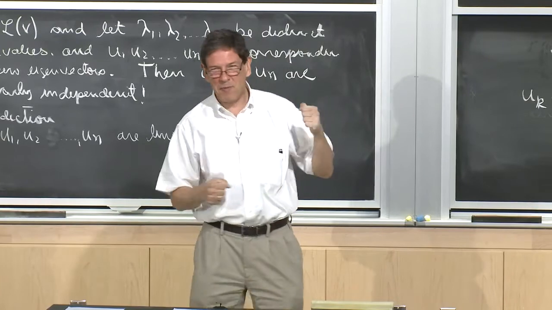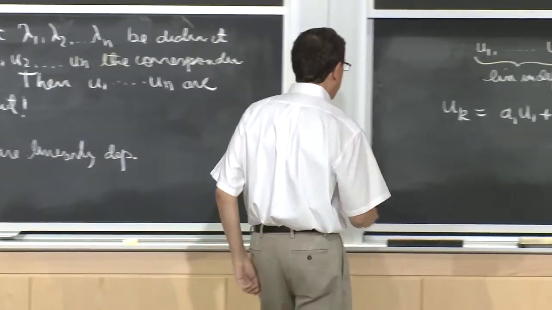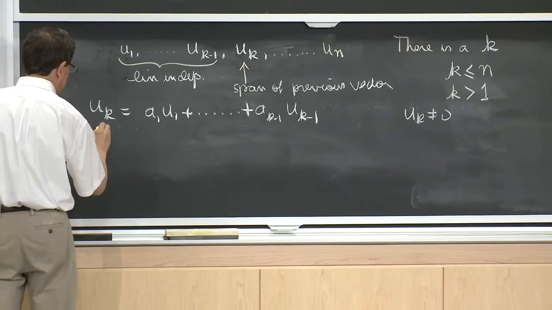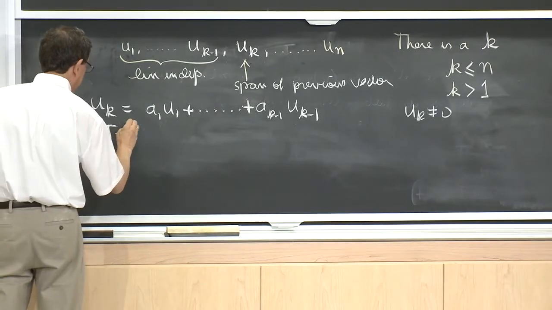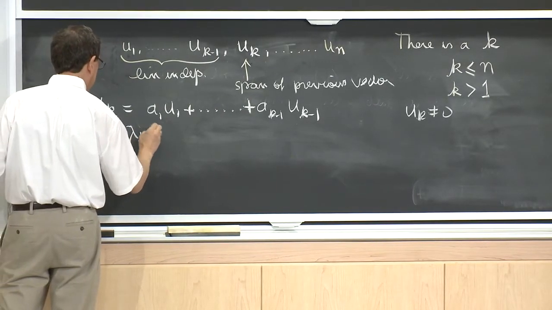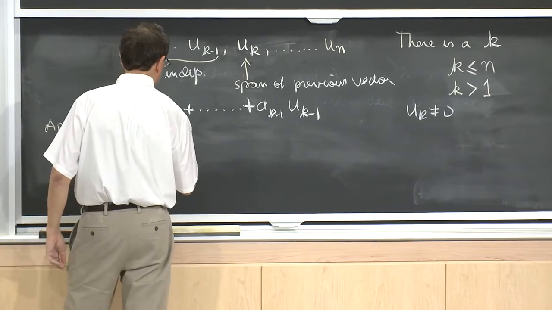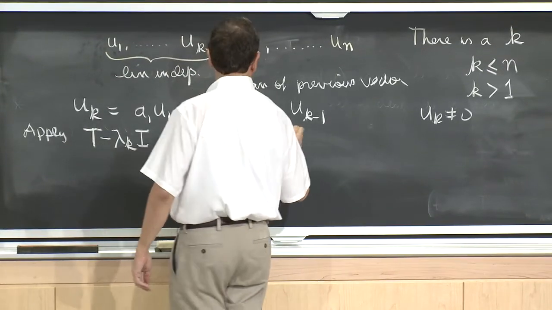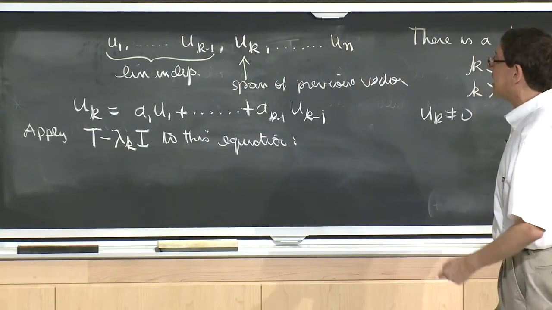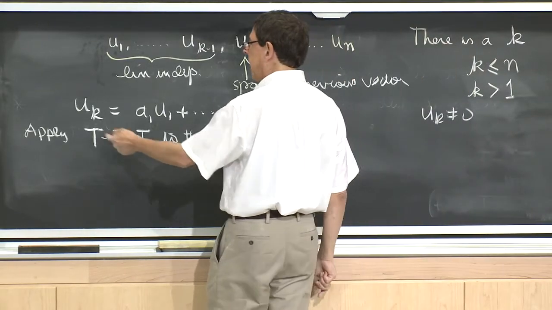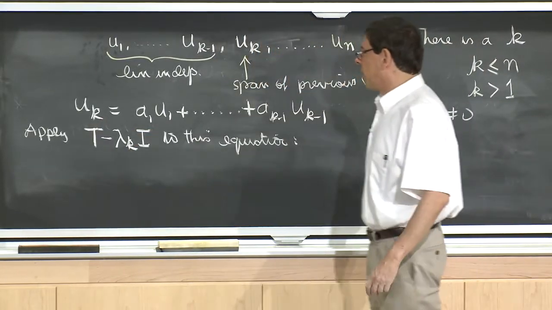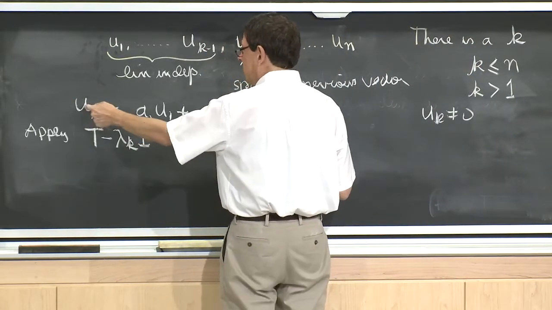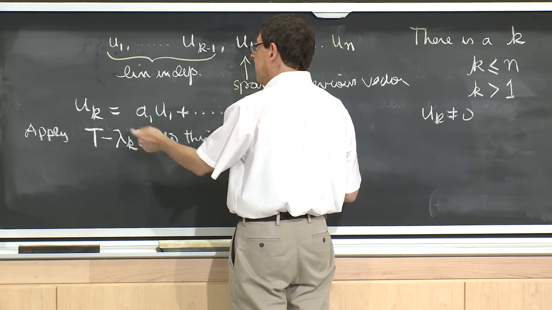We're going to run into trouble very fast now. Apply T minus lambda k I to this equation, and see what happens. What is lambda k? Well, by our notation, it is the eigenvalue of uk. Now, if you apply that operator to the left-hand side, it kills uk. That T of uk is precisely lambda k uk. So you get 0.